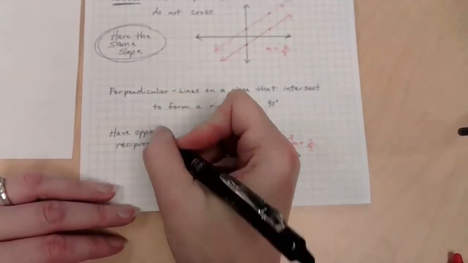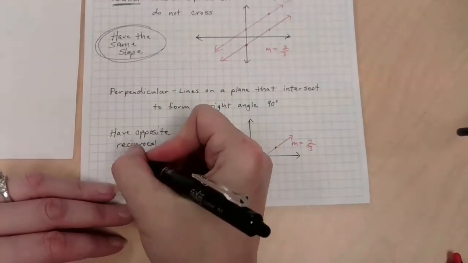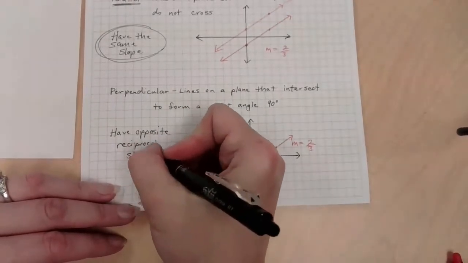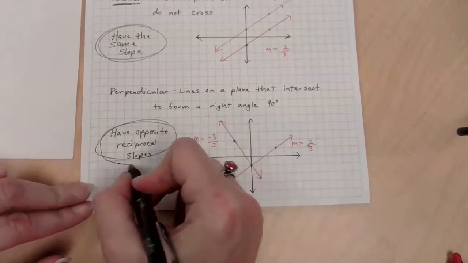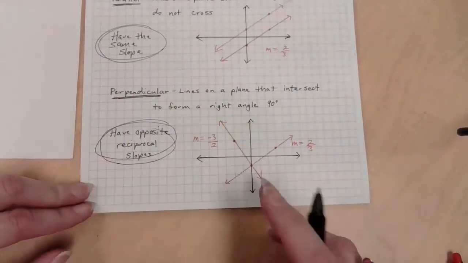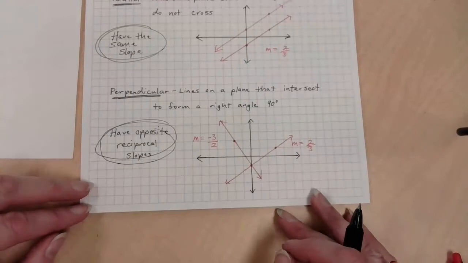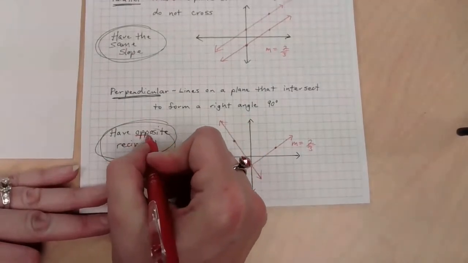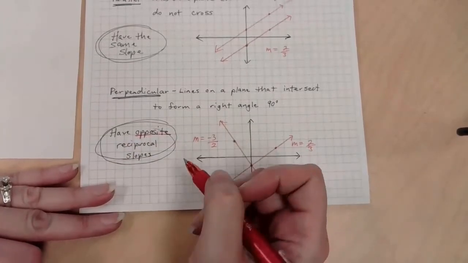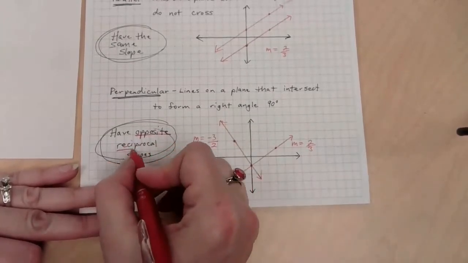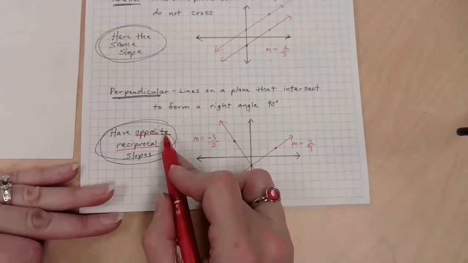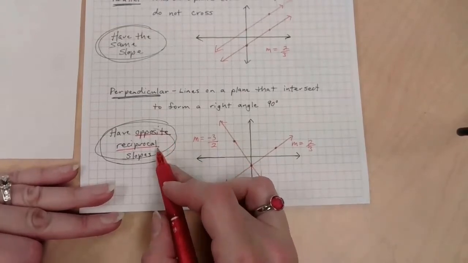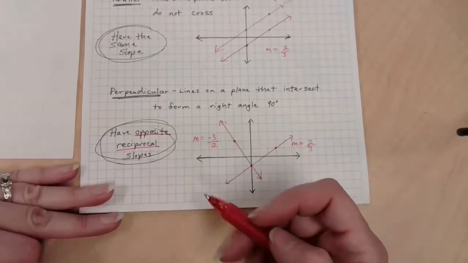Make sure I spell that correctly. They have opposite reciprocal slopes. That's it right there. Opposite reciprocal for perpendicular. Please note, be very careful. Most people remember one word or the other. They have to be opposites, one positive, one negative, and they have to be flipped over from each other. If it's opposite but not a reciprocal, it doesn't count. If it's a reciprocal but not opposite, it doesn't count.